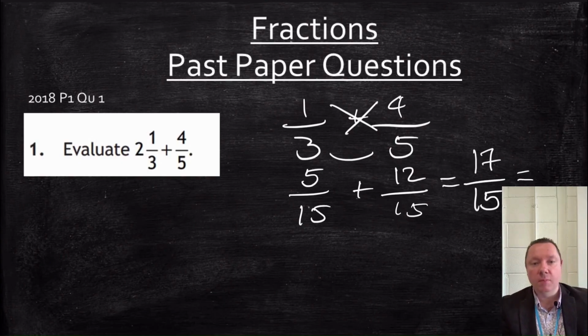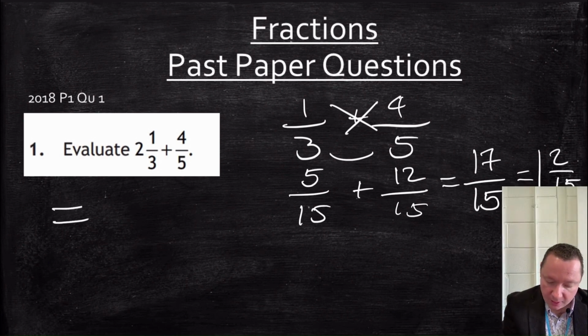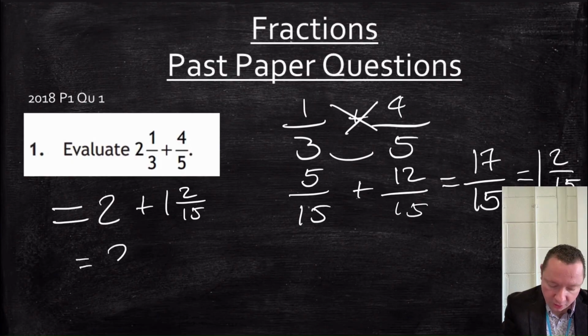Changing it back to a mixed number, I get 1 and 2/15, because 15 goes into 17 one time with 2 remainder. So the answer to the question, I've got 2, remember. So I've got 2 plus 1 and 2/15, which means I've got 3 and 2/15.